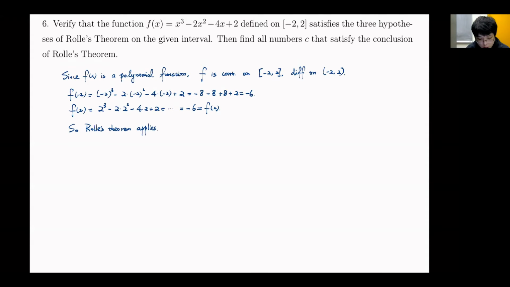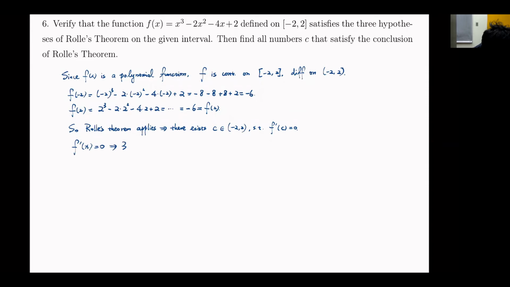Now let's see what the numbers c satisfying the conclusion of Rolle's theorem are. Rolle's theorem says there exists c in (-2, 2) such that f prime of c equals 0. In order to find the numbers, all you need to do is solve the equation f prime of x equals 0. So what is f prime of x?